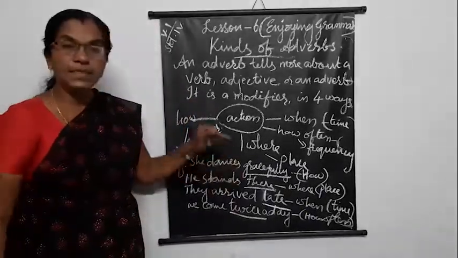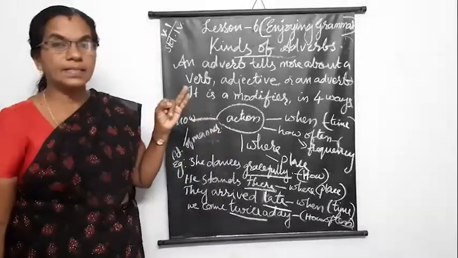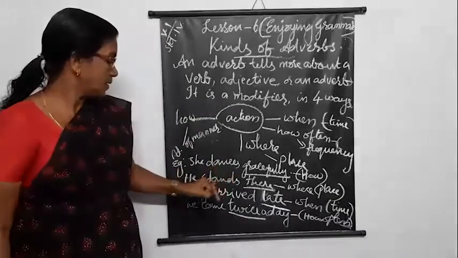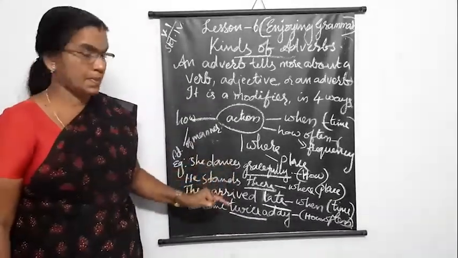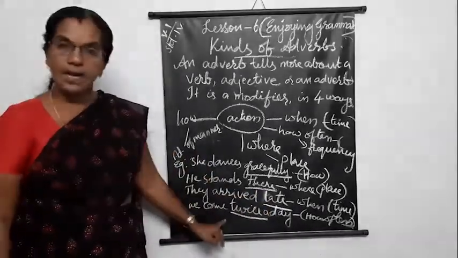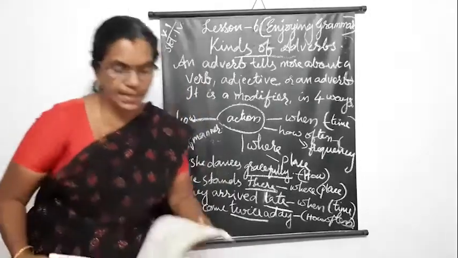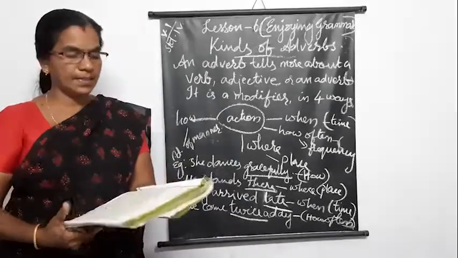Adverb of time tells the time of the action. Adverb of manner tells the manner in which the action happens. Adverb of place tells where the action happens. Adverb of frequency tells how often the action happens. I think all of you are clear. Let us take your text. There are some instructions. We can read that instruction.